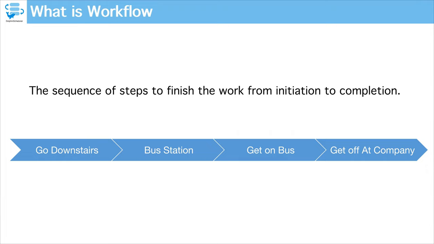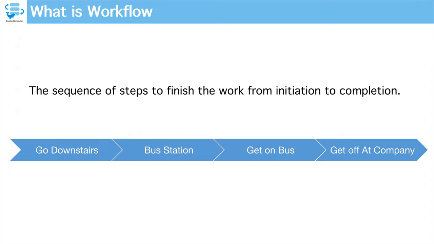I separated the steps into four steps. First of all, I have to go downstairs, and then I have to go to the bus station. During this time, I may wait for the bus to come. When the bus is coming, I have to get on the bus, and the bus will take me to our company. When I arrive at our company, I have to get off the bus. And that's it. That's a typical workflow in our real life.